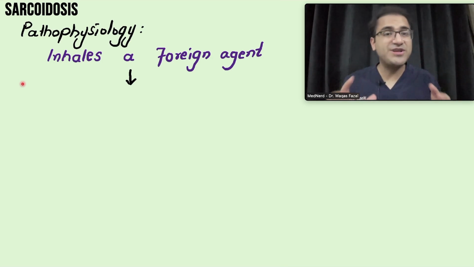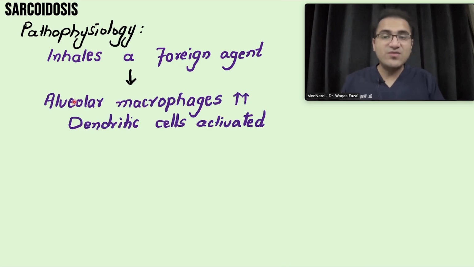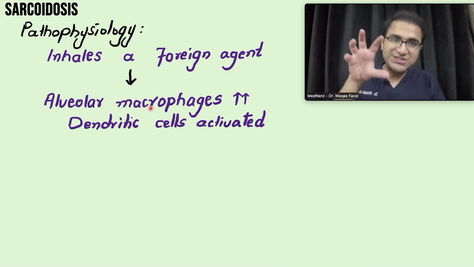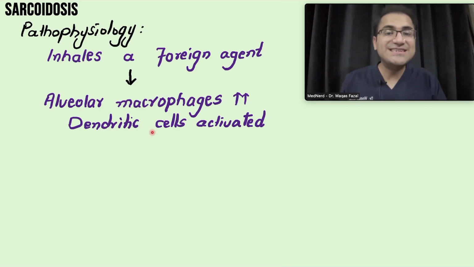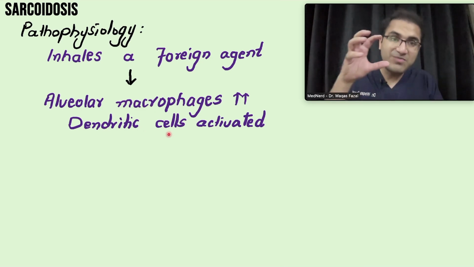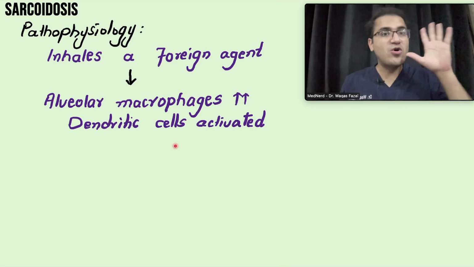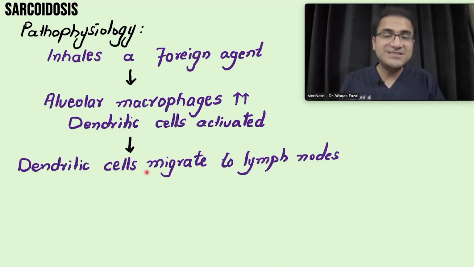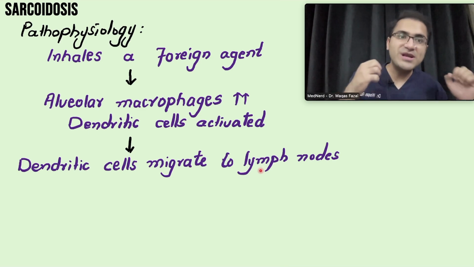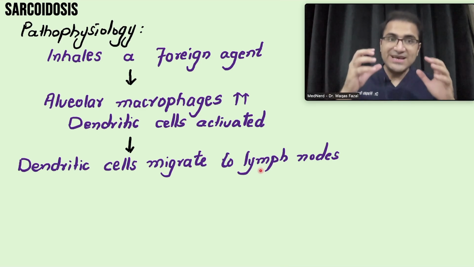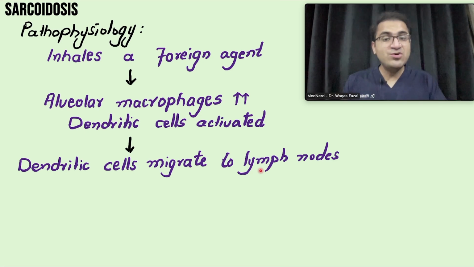Still, the cause is not yet known, but it is said that when a person inhales a foreign agent, that foreign agent is taken up by alveolar macrophages, as well as the dendritic cells. They become activated and they bind to the new antigens present in the foreign agents. These alveolar macrophages and dendritic cells will actually cause the inflammation. These dendritic cells will migrate to the lymph nodes and tell the lymph nodes that there is some foreign agent present in the lungs.